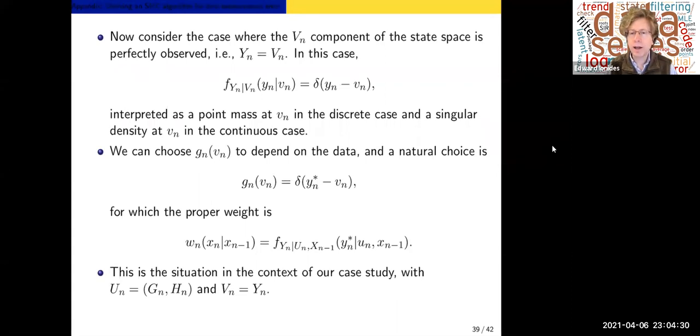And then when you look at that previous slide and you see what's left for the proper weight, it is the density of y_n given u_n and x_{n-1}. And that turns out to be what we use in our POMP model. And so everything's cool, and we do get a proper estimate of the likelihood function via the particle filter, just using this slightly different factorization. And that's the end of chapter 16.